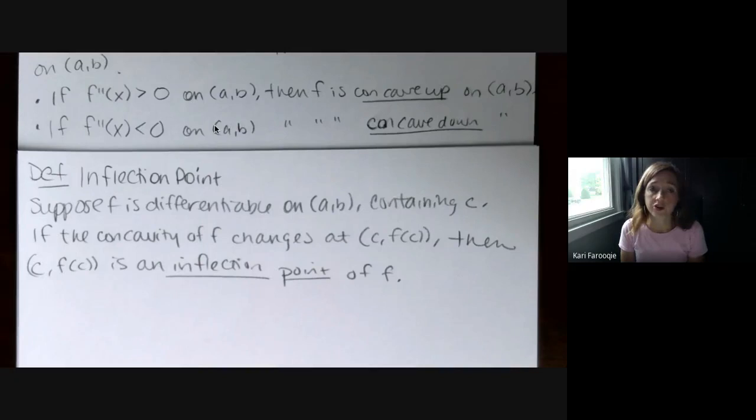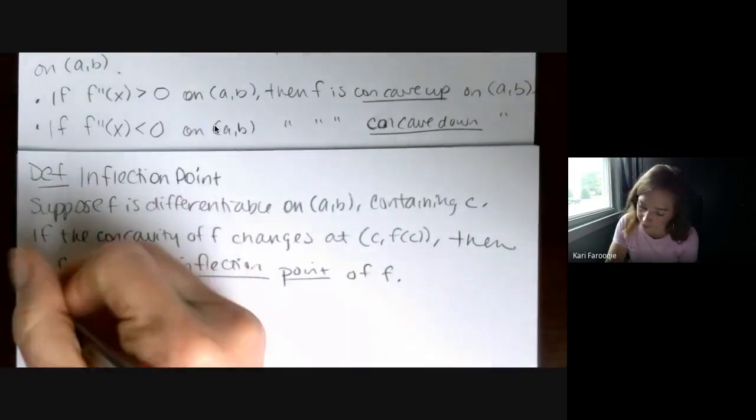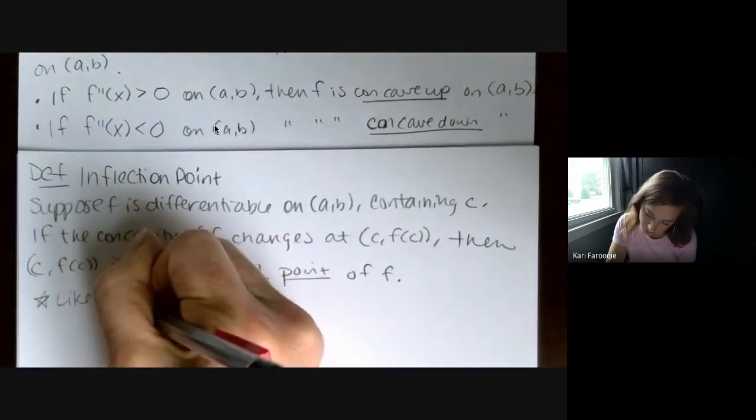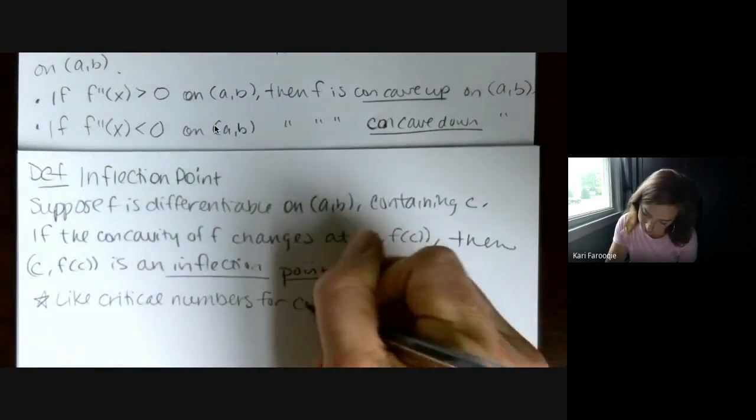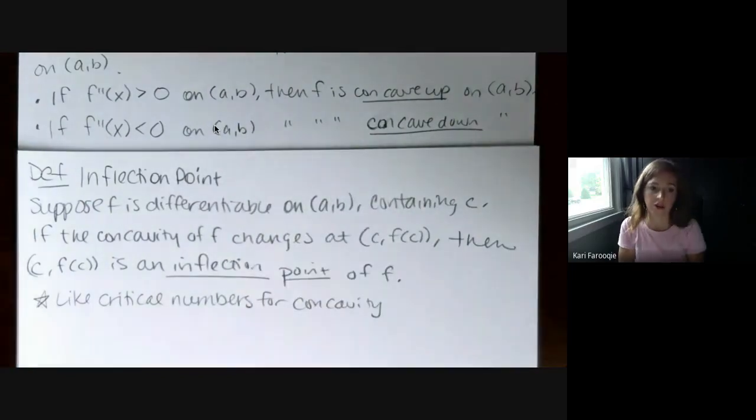So I always think of inflection points as being like critical numbers for concavity. So we get a critical number by taking the first derivative and setting it equal to 0. We get an inflection point by taking the second derivative and setting it equal to 0, or where the second derivative does not exist. And then that's the last theorem I have for you, is sort of just being able to define where to find the inflection point. So now you know what an inflection point is.